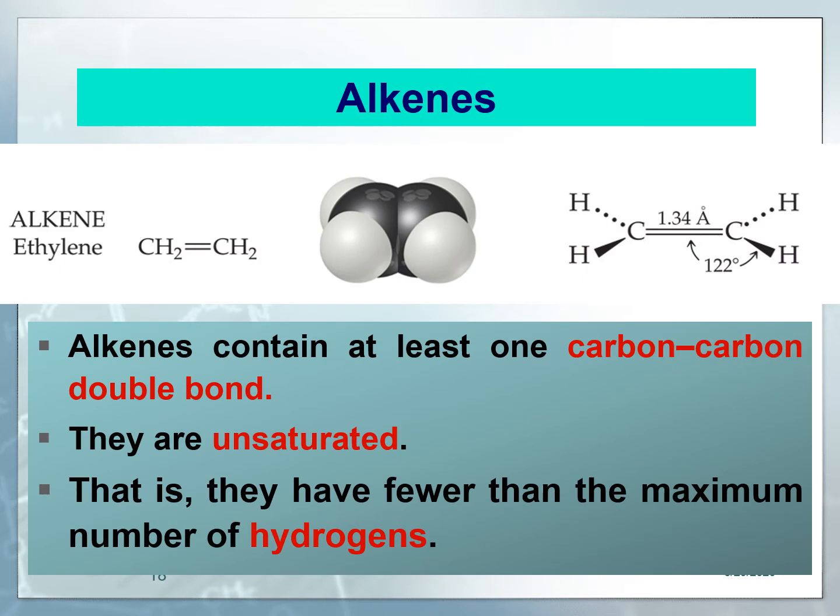Now, we move to the second class of hydrocarbon, which is alkenes. Alkenes are unsaturated hydrocarbons that contain at least one carbon-carbon double bond. The simplest alkene is ethene, C2H4. Ethene is a plant hormone, which plays important roles in seed germination and fruit ripening. Alkenes have fewer hydrogens as compared to alkanes.